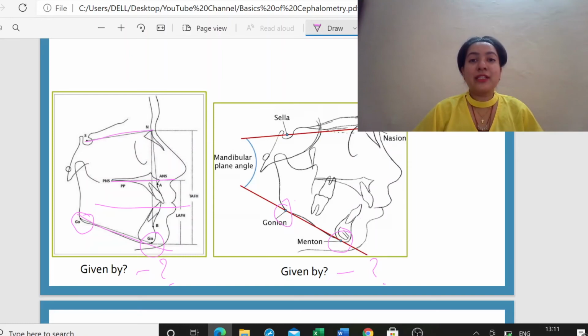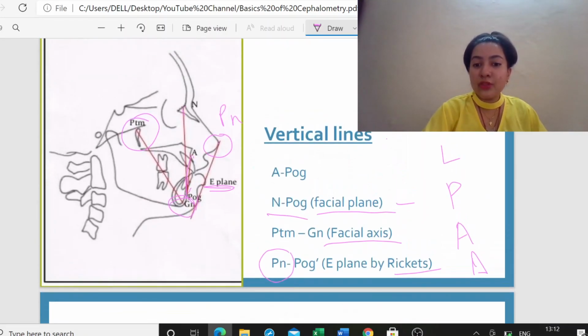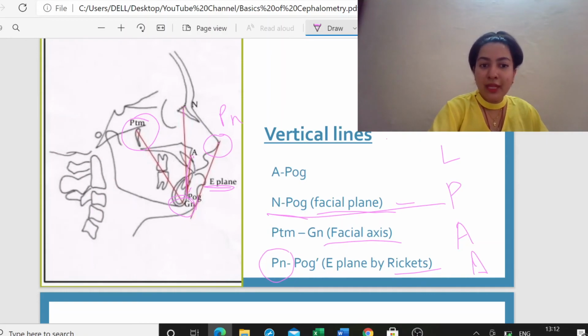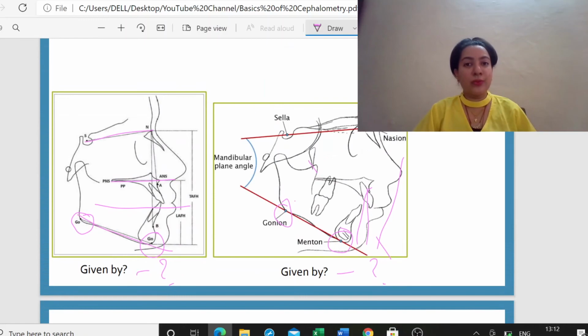What did we see next? We checked out the vertical planes, wherein we saw the E line, we saw A pogonion, PTM to nasion, and one more. Which one was that? We saw N pogonion, that is your facial plane, N pogonion. Right, so these are all your horizontal and vertical lines, and this is basically the basics of cephalometry. Once you are done with this, I think we can easily proceed with the analysis.